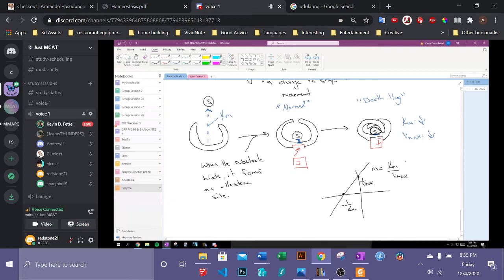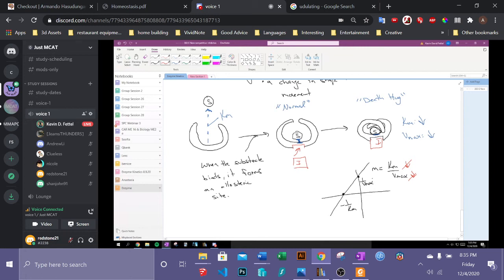We said Km goes down and Vmax goes down. So for the purpose of the MCAT, assume that the amount each one of these decreases by is the same. Same magnitude and change. So in effect, they kind of cancel each other out because they're the same amount. So in this case, the slope didn't change. The slope is exactly the same.